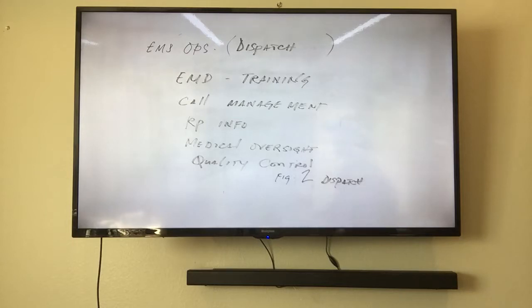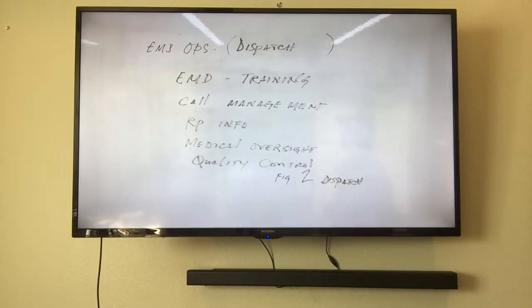This is a type of overall call management so that we are dispatching units in an appropriate fashion to maximize our response to the community and geographic locations, minimizing our response time, minimizing utilization of resources that we don't need to deploy immediately. Reporting party information.